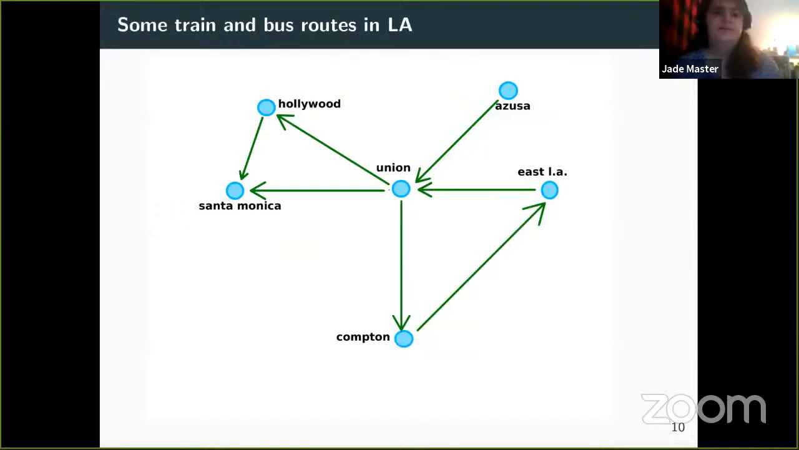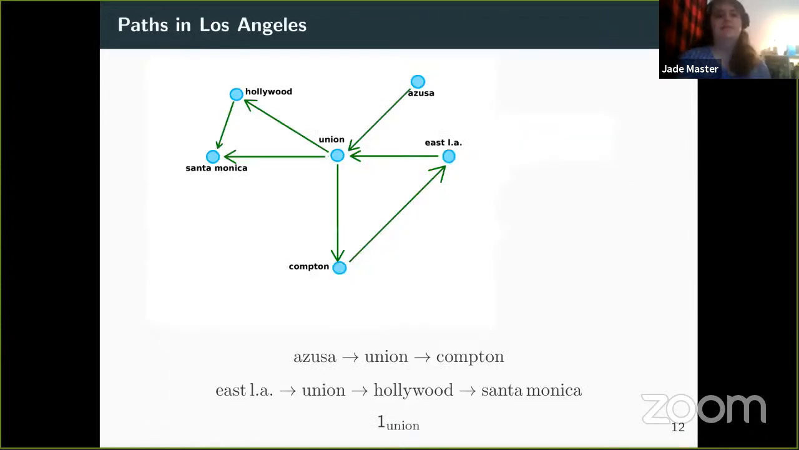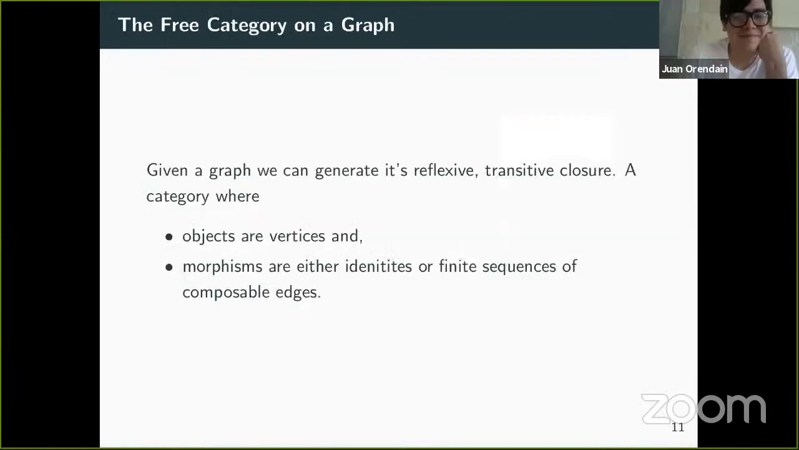So here's an example of the type of graph I mean. Here's some bus routes in Los Angeles. These are bus stations and possible routes to travel between them. And what you can do with this graph is generate its reflexive transitive closure. The objects of this closure will be the vertices, and the morphisms will either be identities, which represent doing nothing, or finite sequences of composable edges.